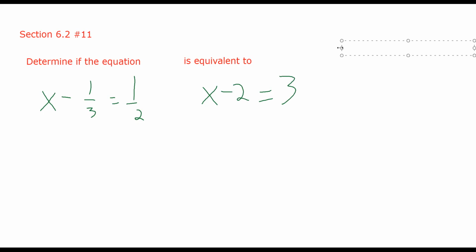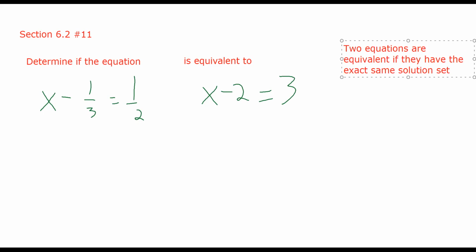Here's the logic we're going to throw in behind it, the definition of equivalent. Two equations are said to be equivalent if they have the exact same solution set. In other words, if all values of the variable that solve the equation are the same in both cases. So for instance, these two equations are equivalent.